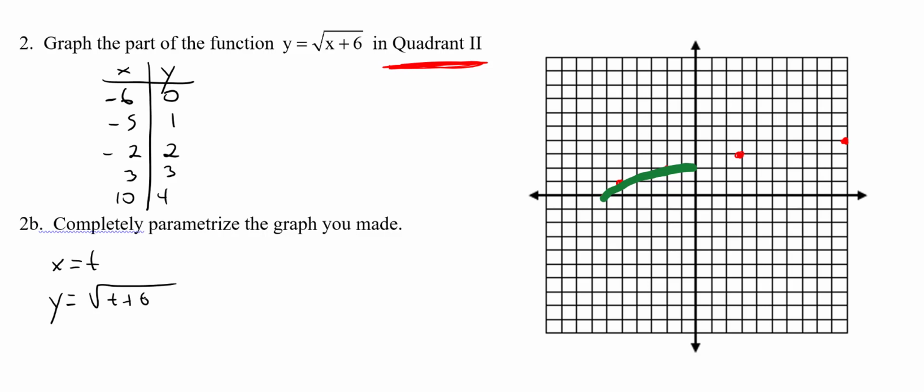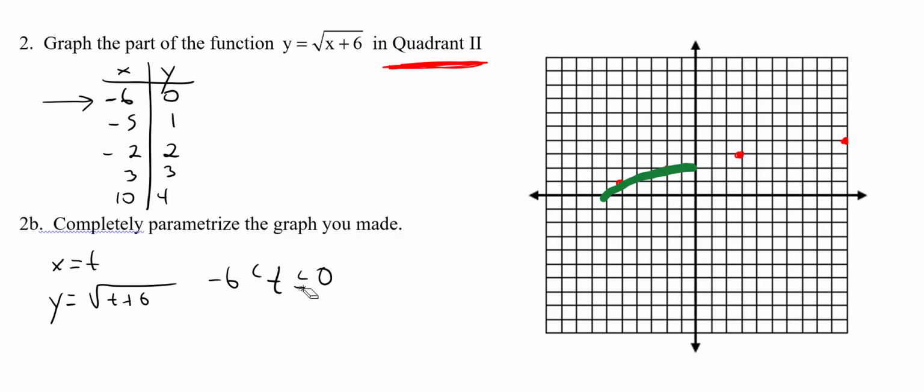Now let's look at the restrictions. Do you guys agree? Again, it's got to be in quadrant 2. Do you guys agree the x value is going to be between -6 and what? 0, right? Because even though you don't have a value for 0, it doesn't matter. So t is between -6 and 0.